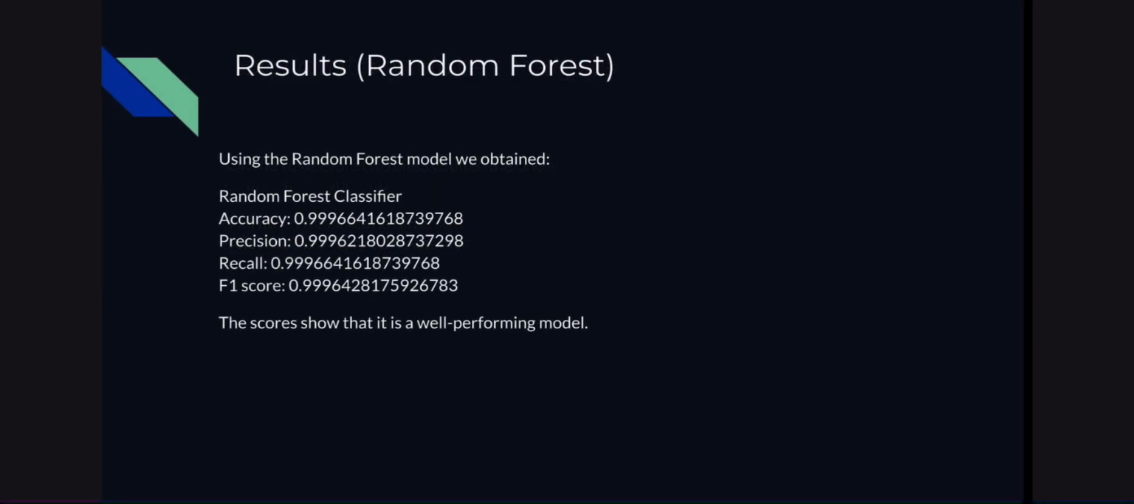Now looking at the results, the random forest classifier has a high accuracy rating at 0.999664, and a high F1 score, which is a mixture between the precision and recall, at 0.99964, which shows that this has a very, very high accuracy when trying to determine whether an instance belongs in broken, normal, or recovering classes.